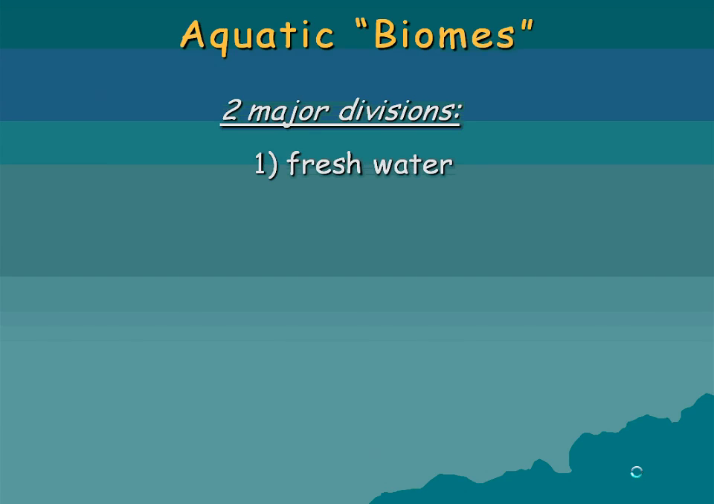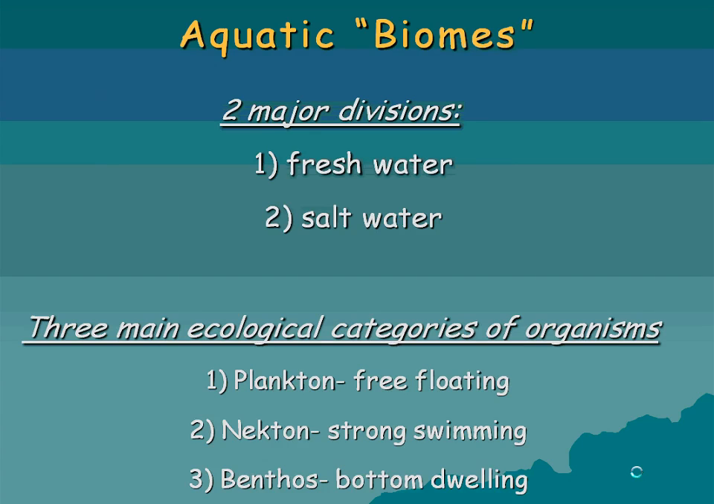There's freshwater and saltwater. And the categories of organisms in these water habitats are plankton, which are free-floating organisms, and that's essentially what plankton means. They don't necessarily have to be small, but it just means free-floating. And then nekton are strong swimming organisms that basically can swim against the current. So that would be fish and anything that can really swim on their own. Plankton kind of float in the water.